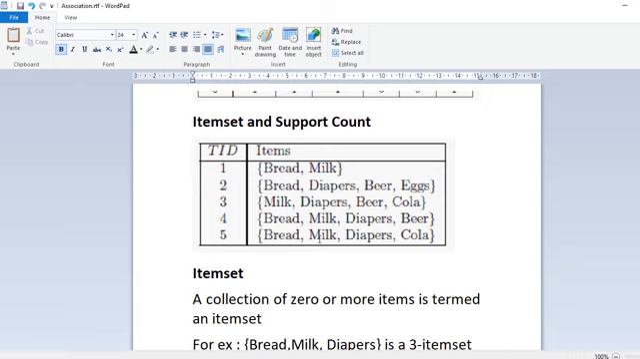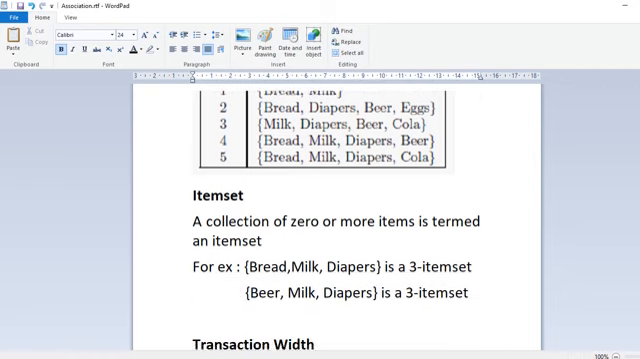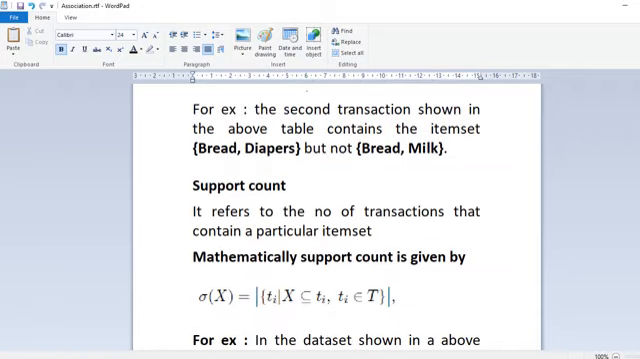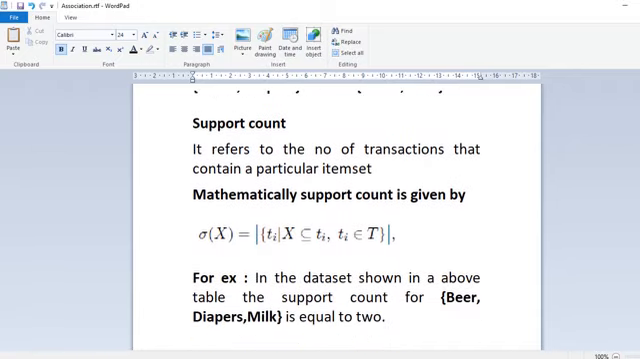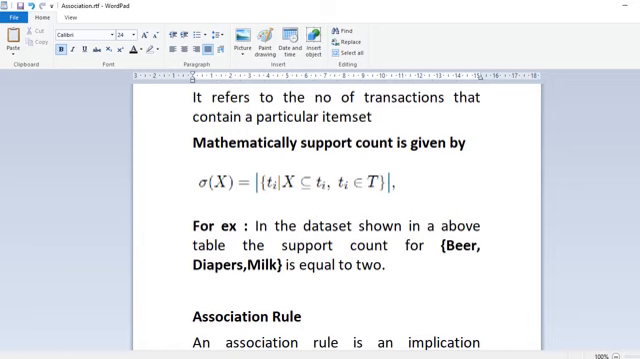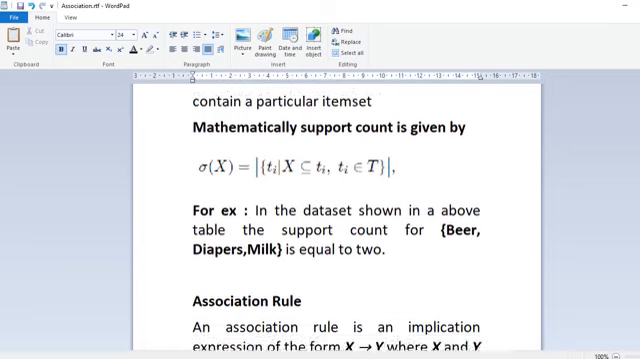Suppose you take bread, milk, diapers. In that case also the support count is 2, the reason being 2 of the transactions consist of bread, milk, diapers. Beer, milk, diapers is also 2, since 2 of the transactions contain that particular item set. So that is regarding the support count. Next we will move on to the next definition, that is the association rule.